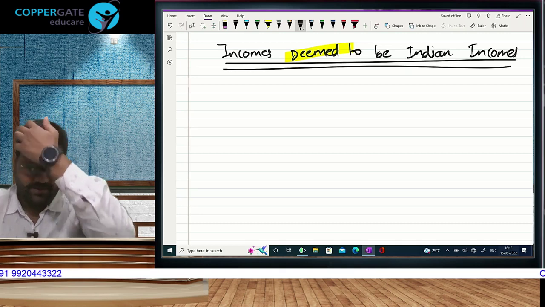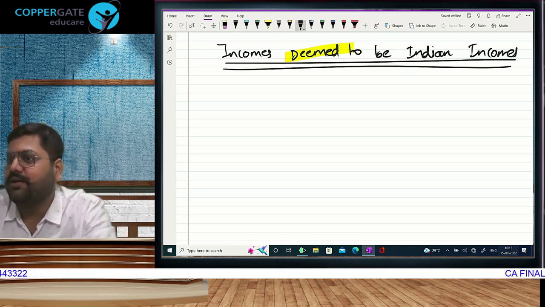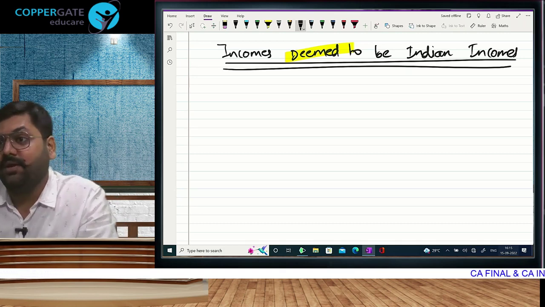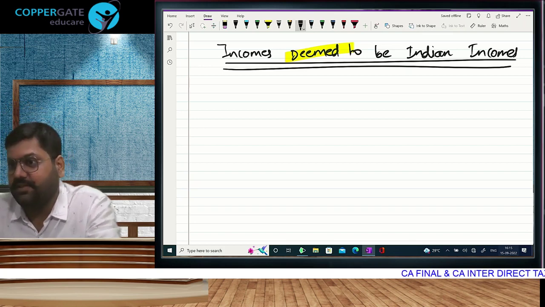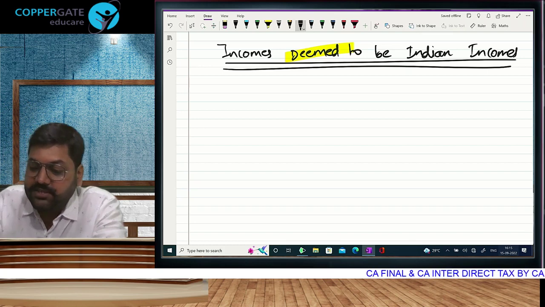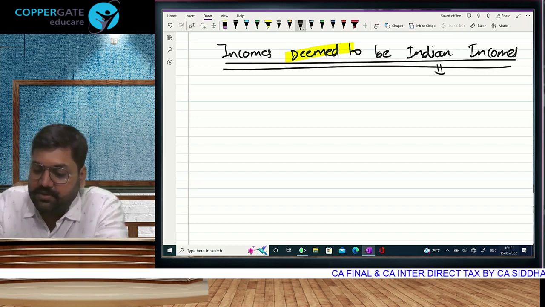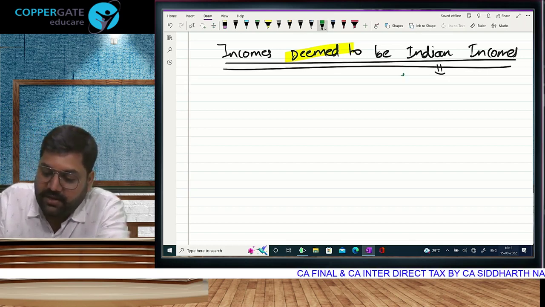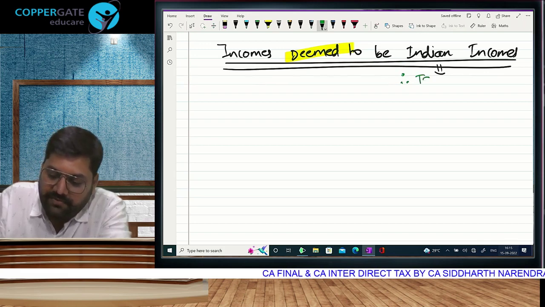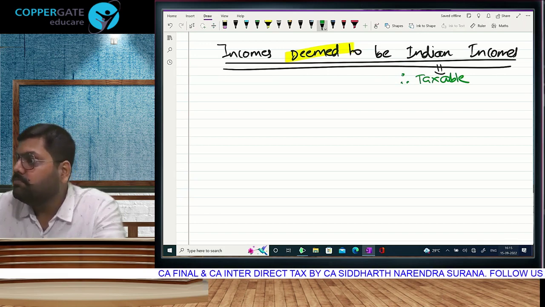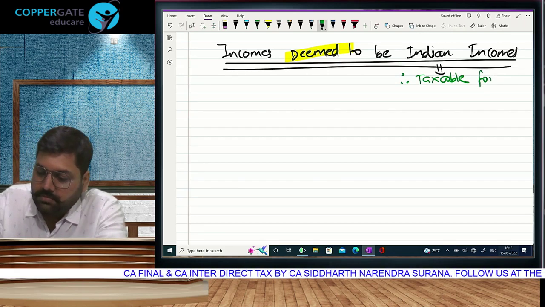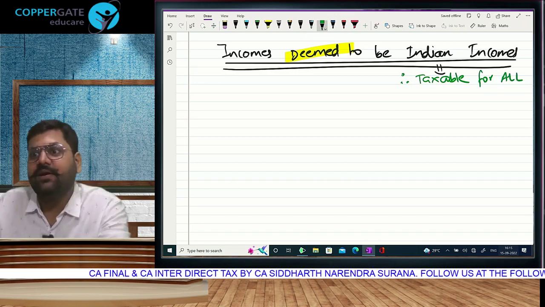ओके, incomes deemed to be Indian incomes, मतलब these may or may not be Indian incomes, but for the purpose of Indian taxation laws we will treat them as. Once we treat them as Indian income, तो फिर tax effect क्या हो जाएगा? Therefore they will be taxable. For whom? For everyone. Yes.